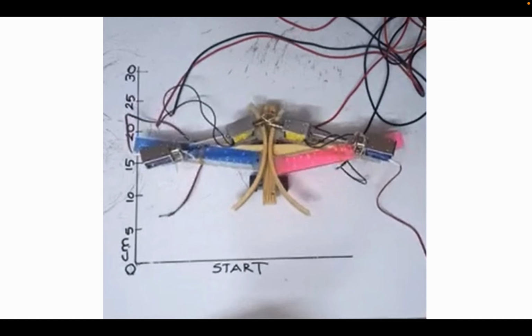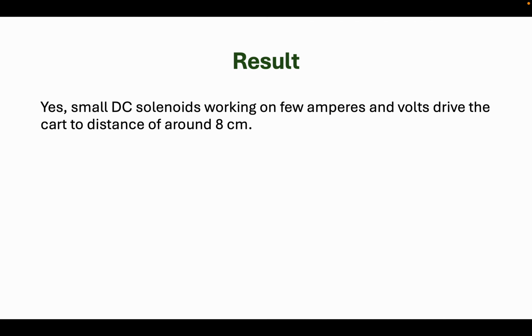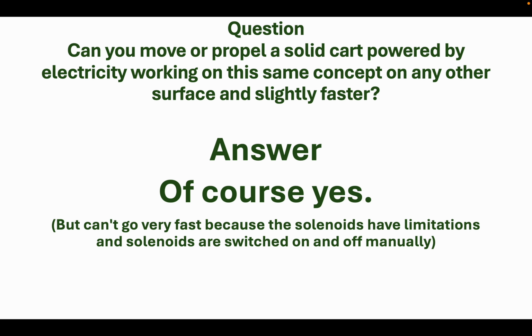And I have explained the break-even view of every cycle in my previous videos, in my another presentation. You can go and watch it. Okay, yes, a small DC solenoid working on a few amperes and volts drives the cart a distance of around 8 cm in around 80 seconds, I think.